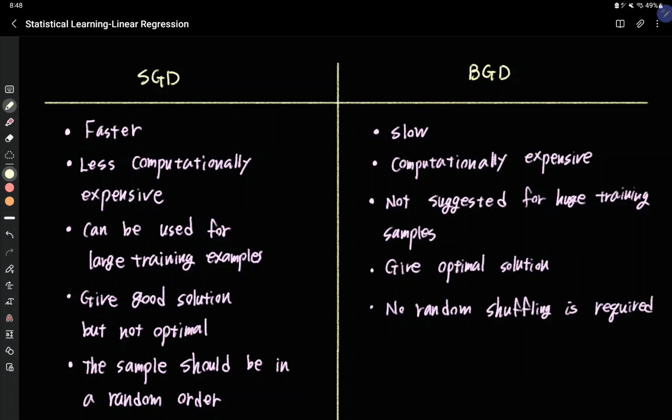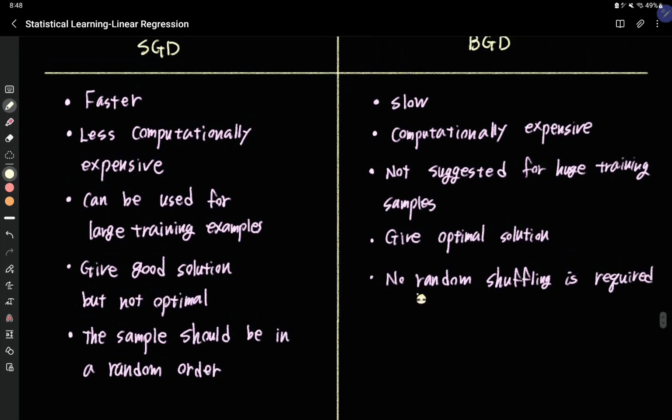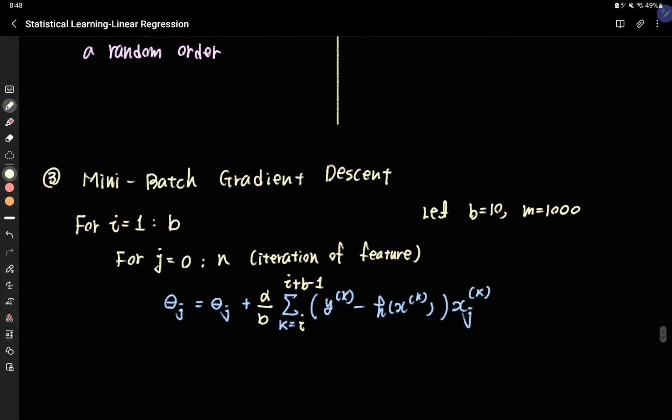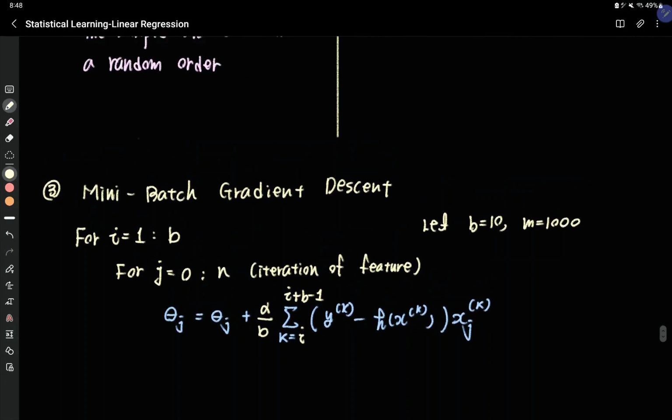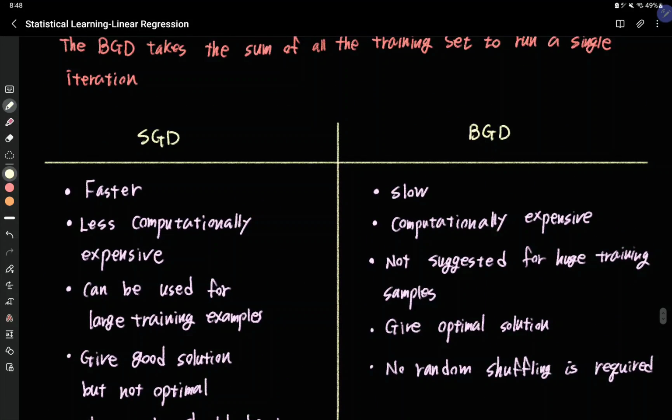Okay, so BGD gives the optimal solution. And for SGD the samples should be in random order. It means that we have to shuffle the training examples, but for BGD no random shuffling is required. But the third one, mini batch gradient descent, is faster than both SGD and BGD.